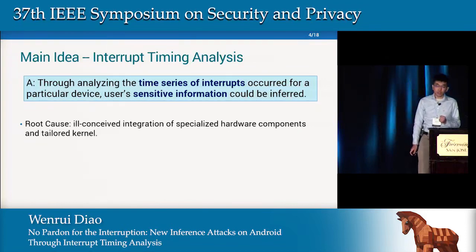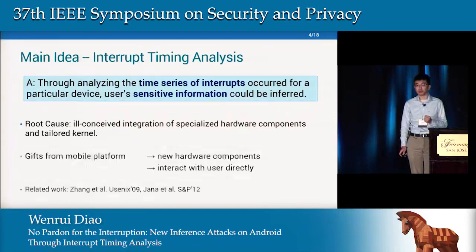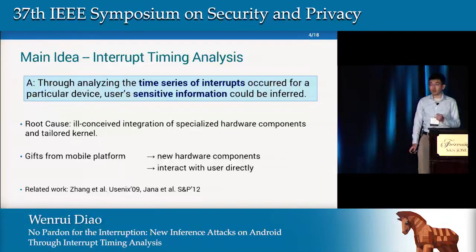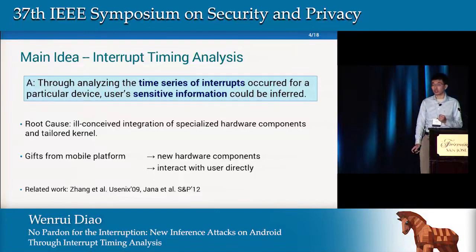The root cause of this new security threat comes from the ill-conceived integration of specialized hardware components and the tailored kernel. Actually, previous research has mentioned the potential privacy risks related to interrupts, but none of them presented concrete attacks. However, the development of modern smartphone platforms offers a new opportunity to exploit it, because new hardware components are introduced, and most of them can interact with the user directly and bring new kinds of interrupts. That is a new attack surface.